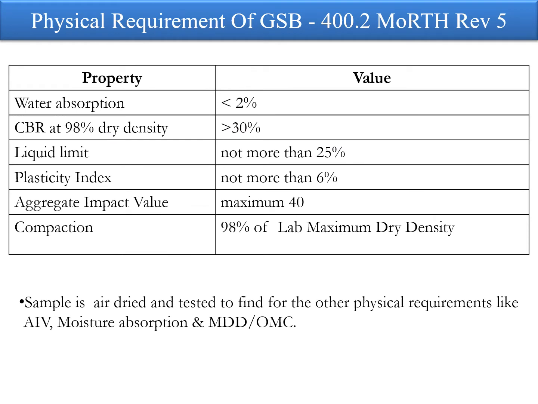The physical properties which are required to be met when the GSB material is to be approved for use in construction are: water absorption should be less than 2%, CBR at 98% dry density should be more than 30%, liquid limit should not be more than 25%, plasticity index not more than 6%, aggregate impact value should not be more than 40%, and the compaction required is 98% of the maximum dry density achieved in the laboratory.